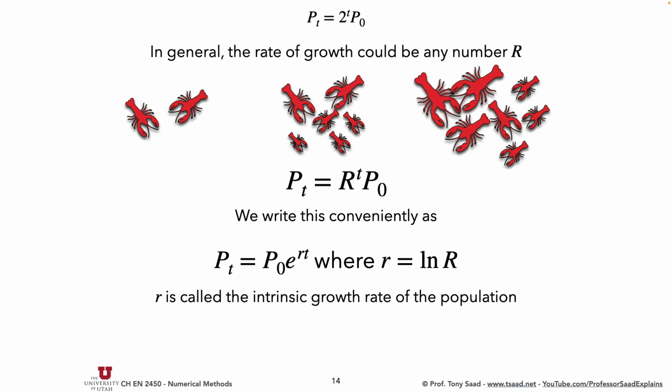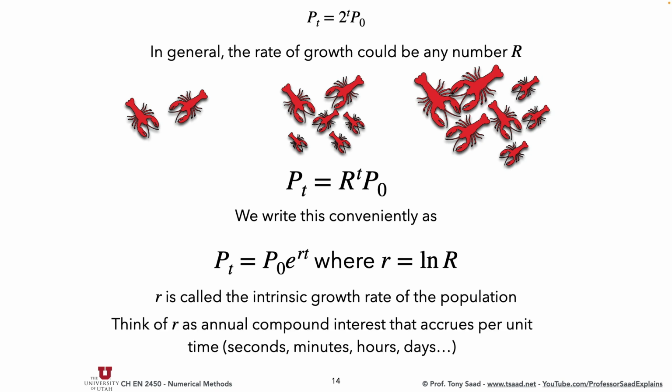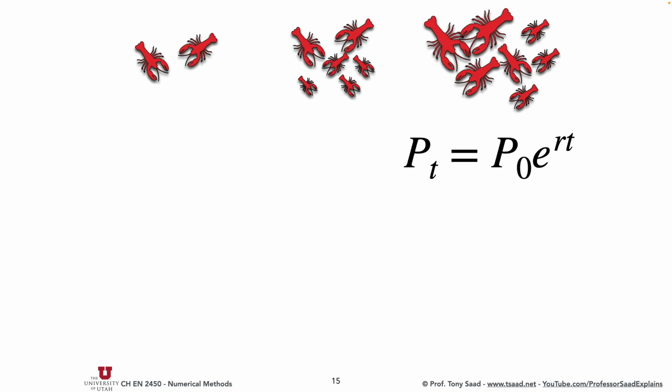And the little r is called the intrinsic growth rate of the population. It's like compound interest for your money in the bank, if you have any. Okay, now we take this equation, P(t) equals P0 e to the rt. Now you have three behaviors here, depending on r.